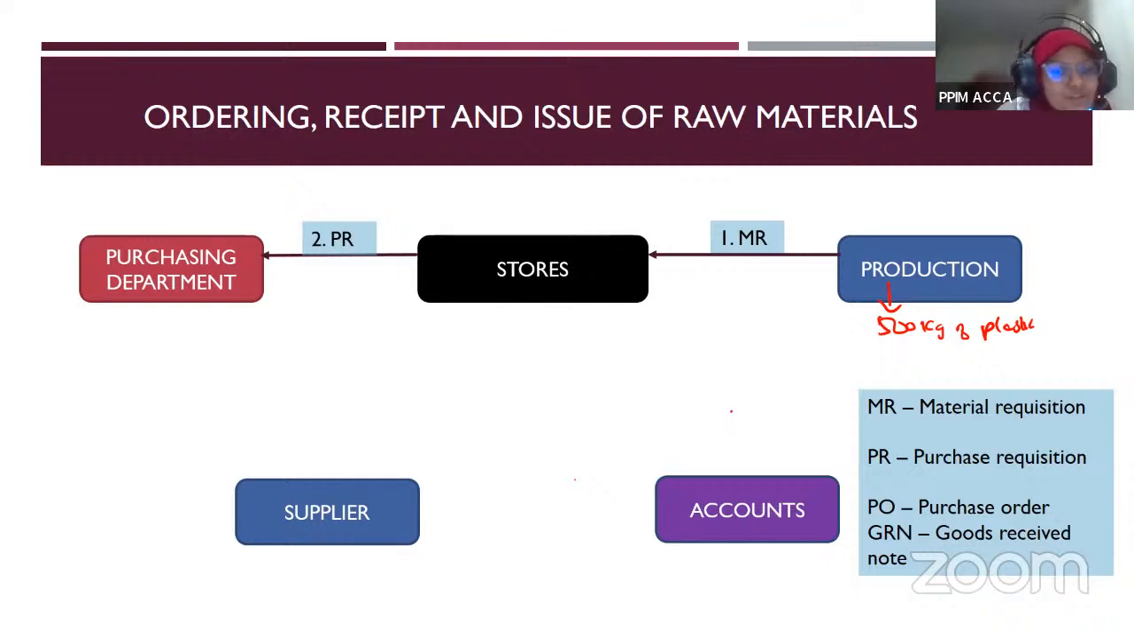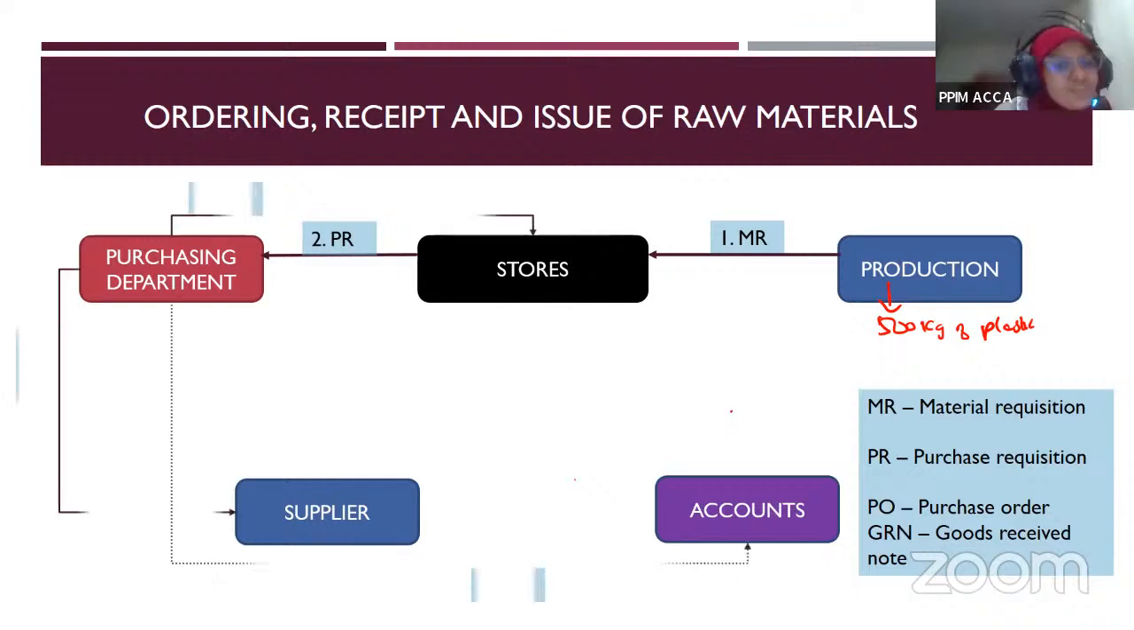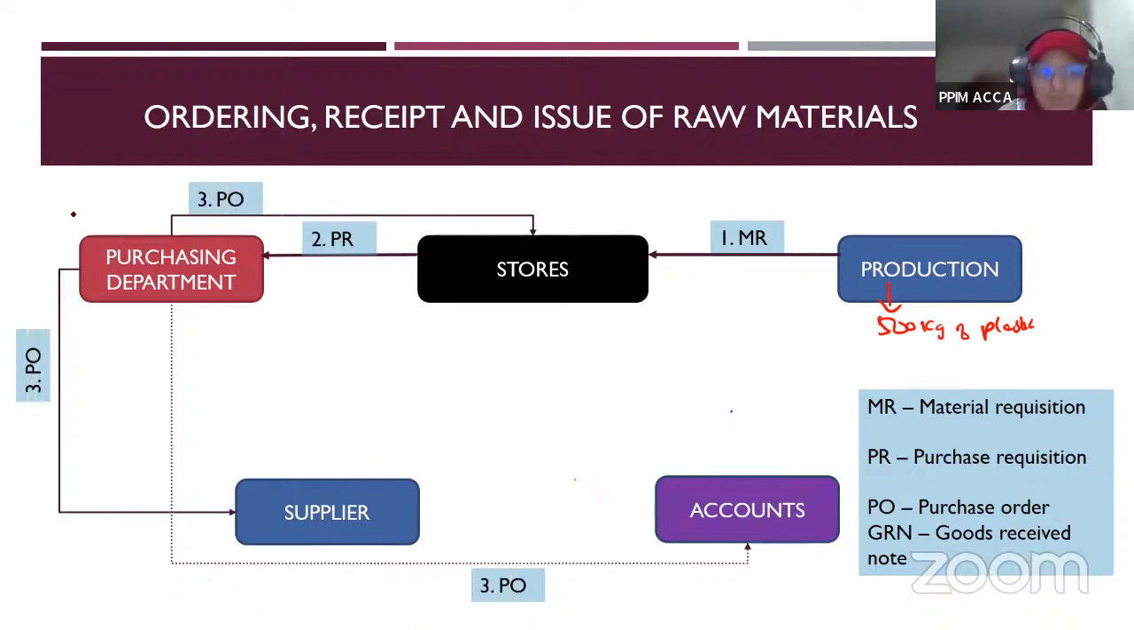So after you choose the supplier, you will send him a purchase order, a PO. You send him a PO saying, we want to purchase 500 kilos of plastic. A copy of the PO, you will send it to the stores department as well. So why do you send it to the stores? To tell them you sent a purchase requisition, right? We have honored that. We have placed the order.